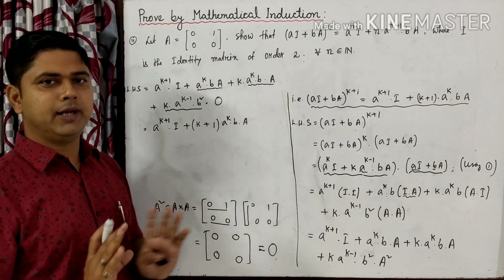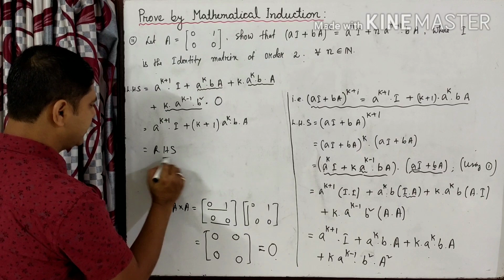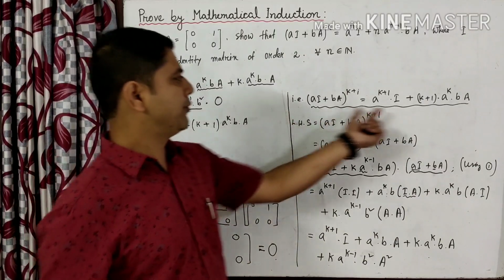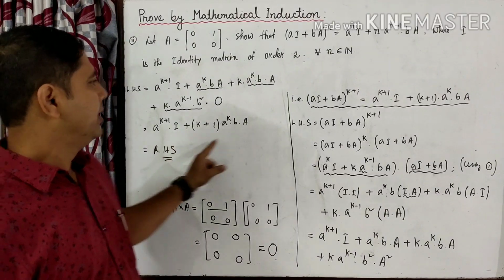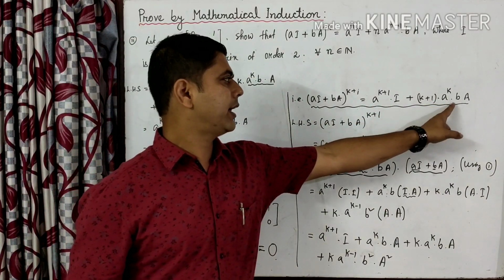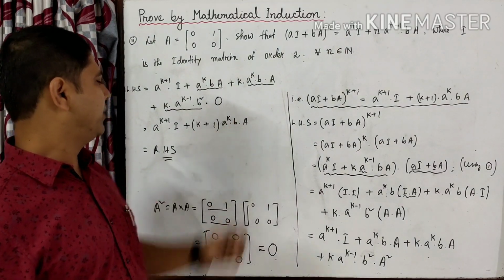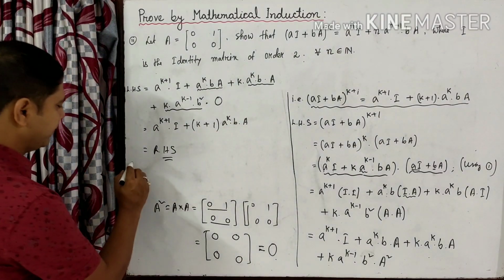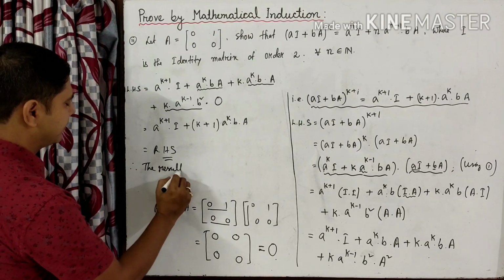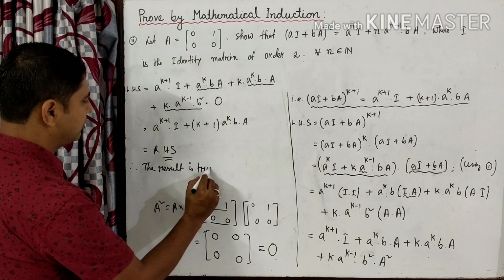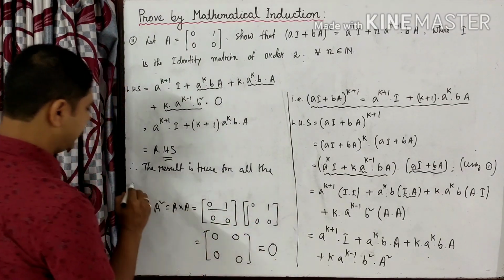That is the right hand side. Yes or no? Check it. A^(k+1) into I, and k plus 1 into A^k into B into A. That means the result is true. Therefore, the result is true for all natural numbers.